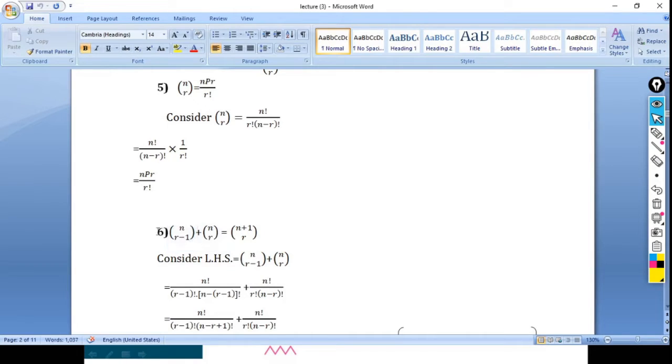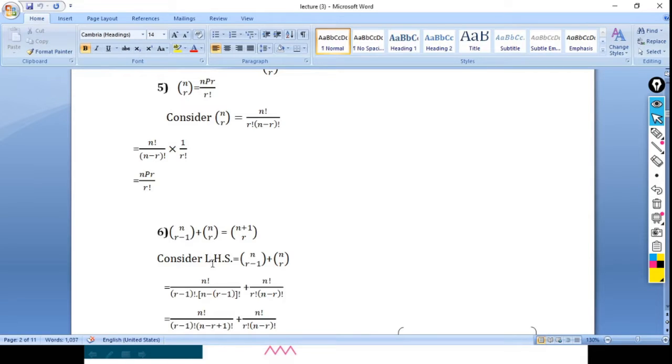Now consider the next result, that is nCr minus 1 plus nCr is equal to n plus 1 Cr. Now this result is useful for solving the examples. See here, r minus 1 and r, these are the two successive terms in the selection. Here the n is same, but when you are taking the RHS, this r is as it is and this n is increased by 1, that is n plus 1 Cr. Now consider the LHS, apply the formula for combination and then take some common and simplify it.